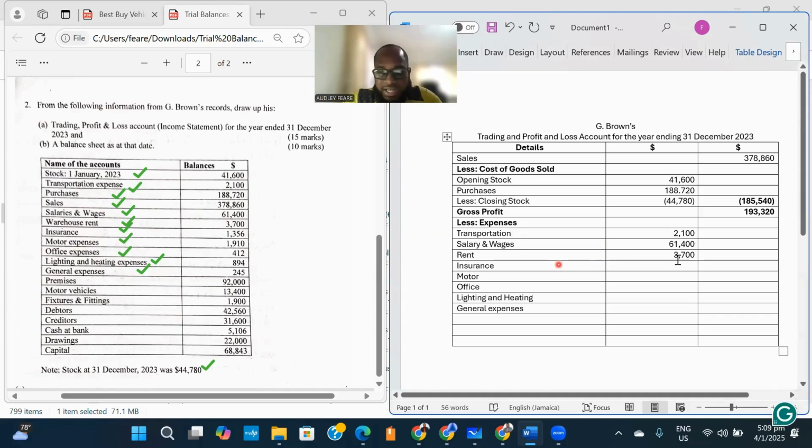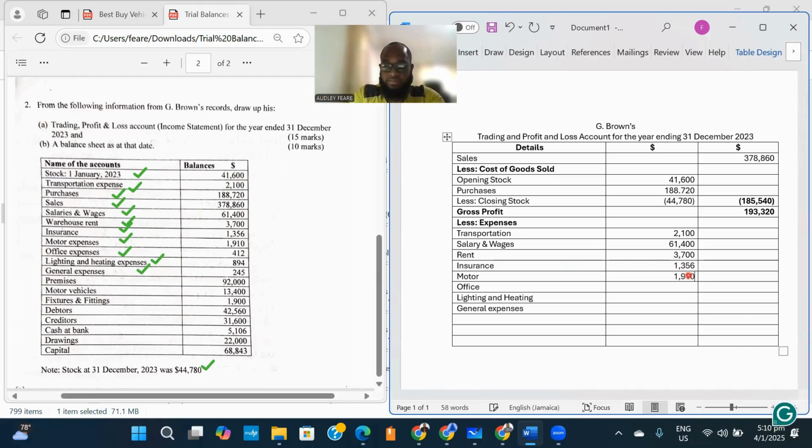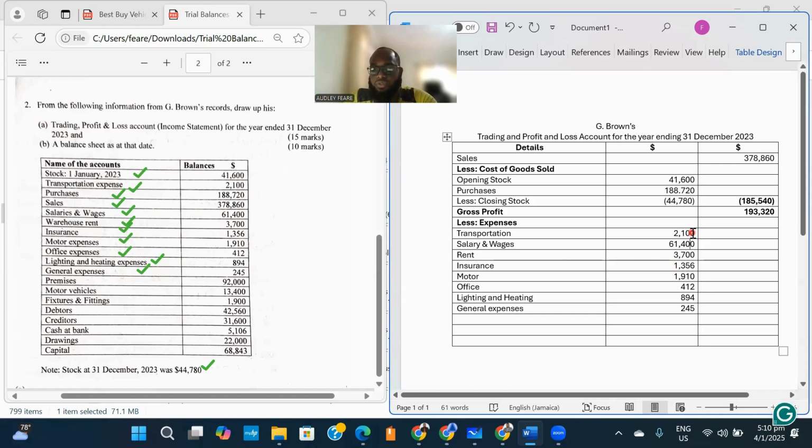And then for insurance, we had 1,356. We go down to motor expenses now. We have 1,910 for office, 412 for lighting and heating, 894, and for general expenses we have 245. So that is 1, 2, 3, 4, 5, 6, 7, 8. 8 expenses. And now we're going to compute.